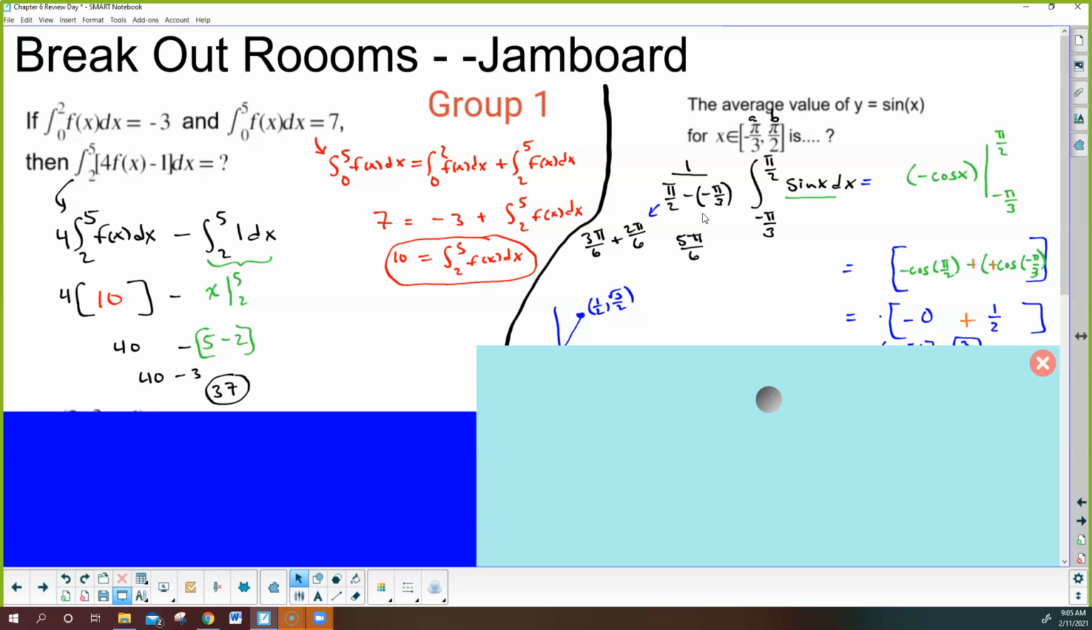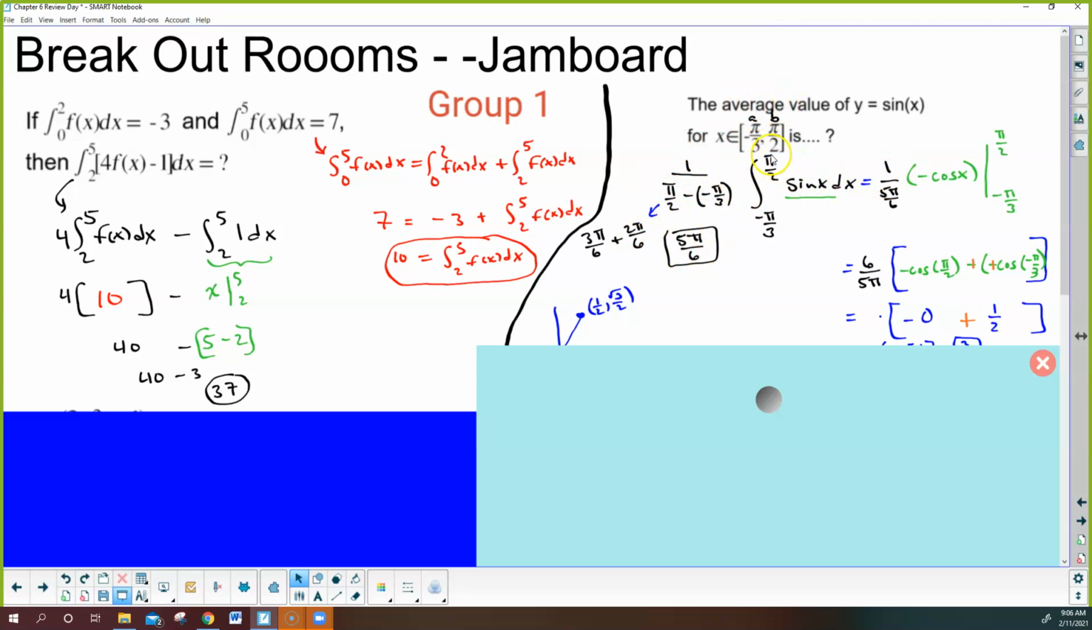Which is actually, I think, what I had. Yeah, I don't know why I made that mistake. But now, this number right here is what we're putting underneath the 1. But instead of dividing by 5 pi over 6, I'm going to multiply by the reciprocal, 6 over 5 pi. That's the same as dividing by 5 pi over 6. So then that's the average value part, right?